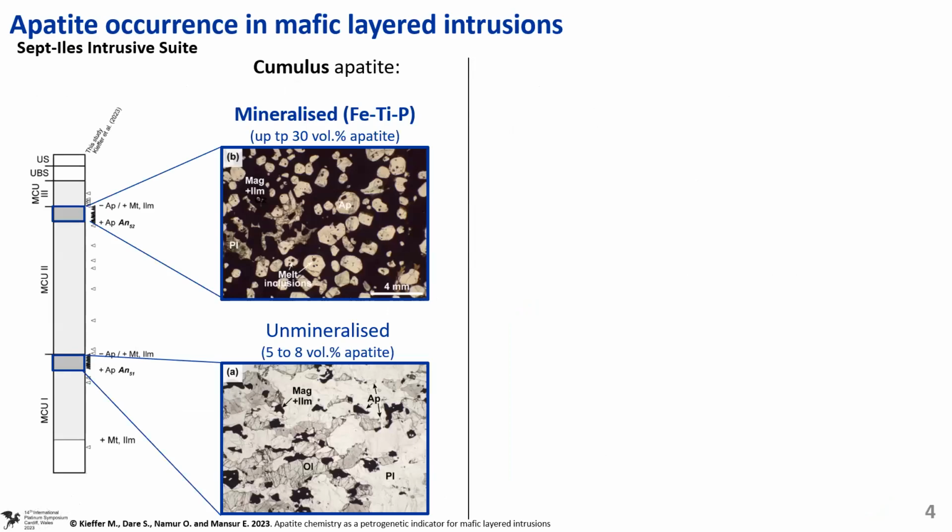So now let's talk about apatite. Apatite can be found in two forms, as cumulus apatite or intercumulus apatite, and it can be related or not to mineralization. So first, cumulus apatite. Here I use the example of the Sept-Îles intrusive suite in Quebec, Canada, and the intrusion is decomposed into three megacyclic units, and cumulus apatite occurs at the top of two of the megacyclic units. At the top of MCU1, cumulus apatite is in unmineralized layers because there is less than 8% of apatite. But at the top of MCU2, namely the critical zone, there can be up to 30% apatite. So it's nelsonite, and it's mineralized in iron, titanium, and phosphorus.